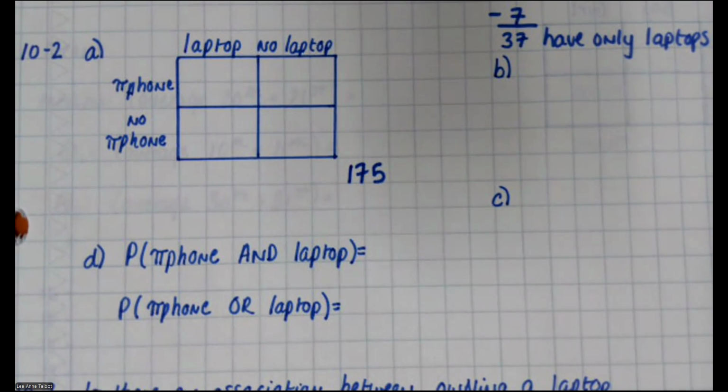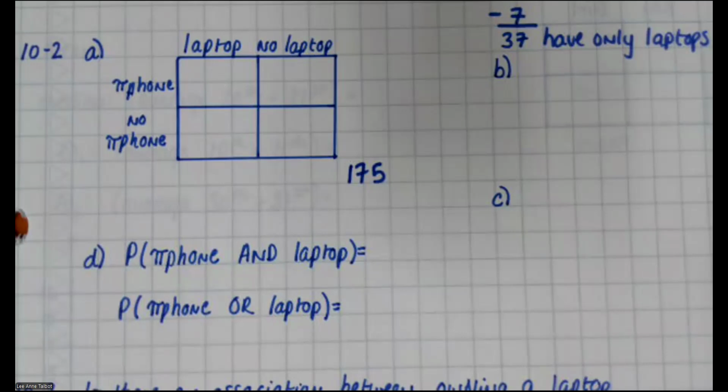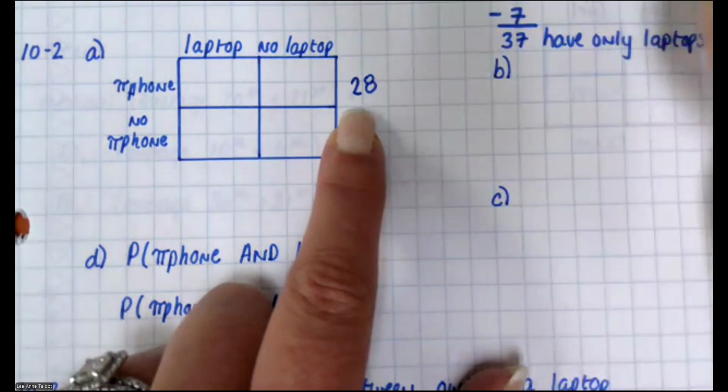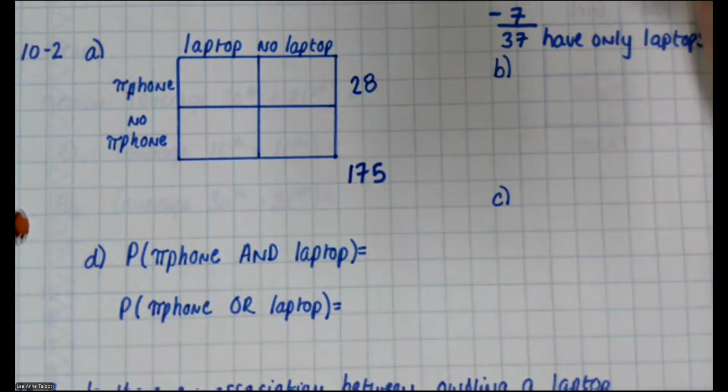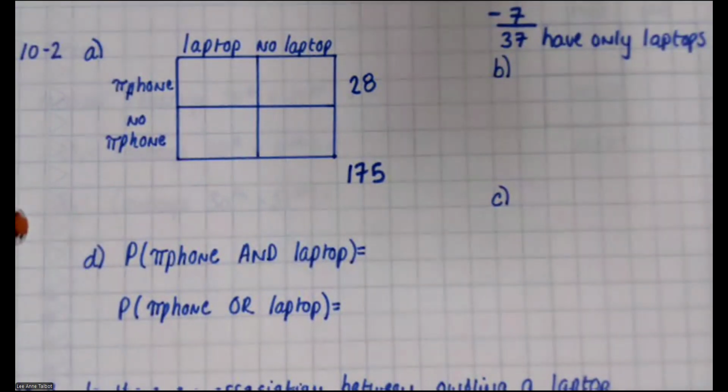Double total. Okay. He found that 28 students had a new Pi phone. Okay, so what you do is you say total Pi phone is 28. So this is the total. This is total Pi phone.